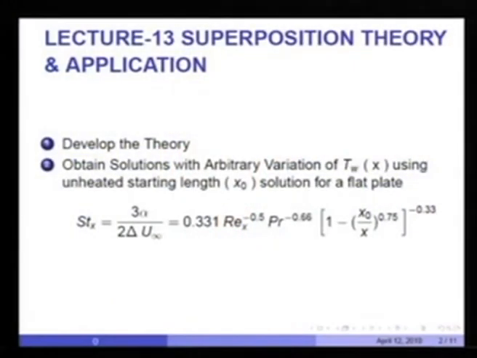So, I will develop the theory very briefly and then obtain solutions with arbitrary variation of wall temperature using the unheated starting line x naught solution for a flat plate. And just to recall your memory, the solution for the flat plate with unheated starting line x naught reads as Stanton x equal to 0.331 Re x to the minus 0.5, Prandtl to the minus 0.6, 1 minus x naught by x to the 0.75 raised to minus 0.33.